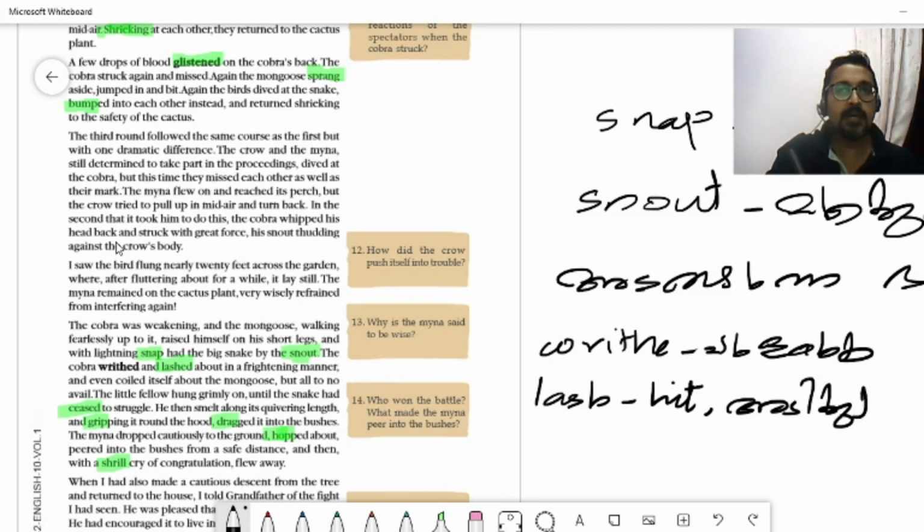It tried to strike the mongoose, maybe with its tail. Because the mongoose has bitten and gripped the snake's face.